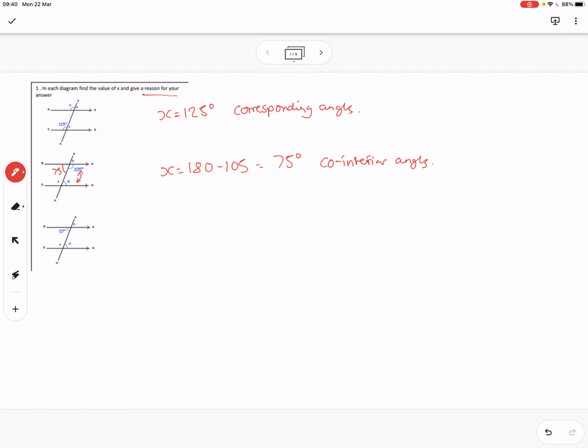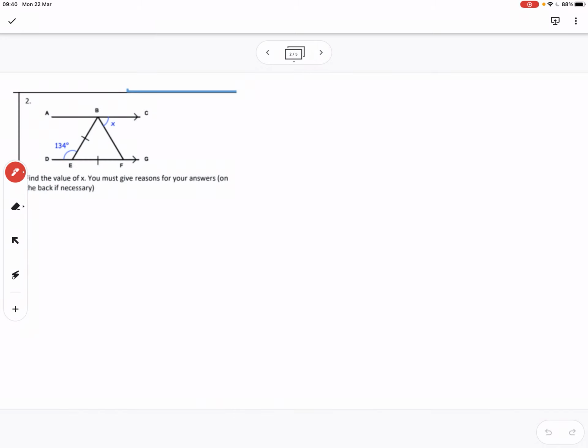So then in this last one, x equals 57 degrees, simply because they are alternate angles. And we're only really applying one rule at a time there, so the explanations are fairly simple, but you do need to give them to show your understanding of the distinct rules. Question 2, find the value of x. You must give reasons for your answers. So let's work our way across a little bit.